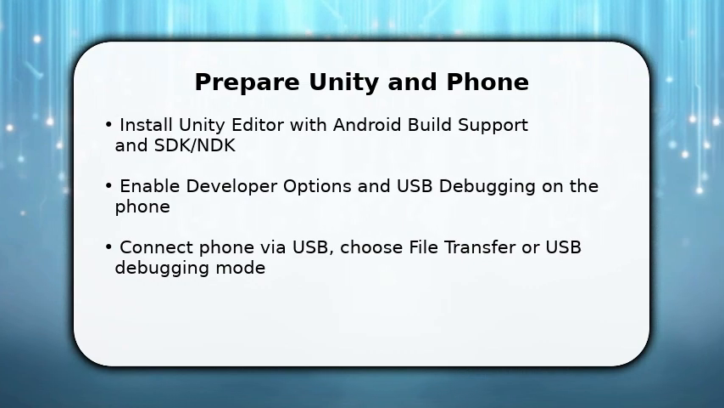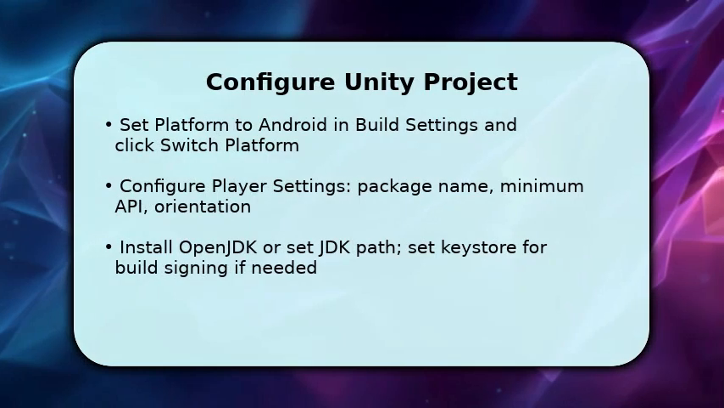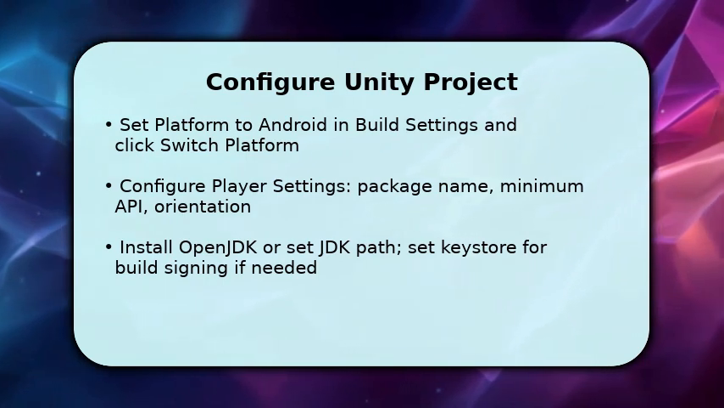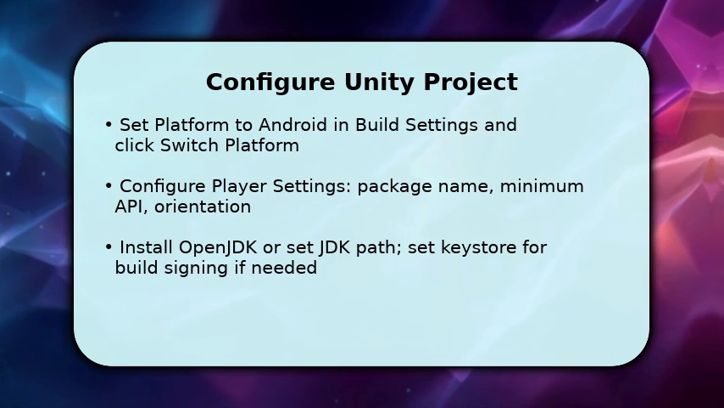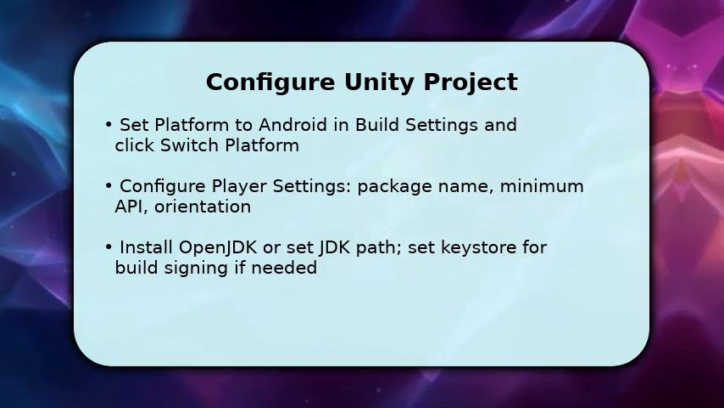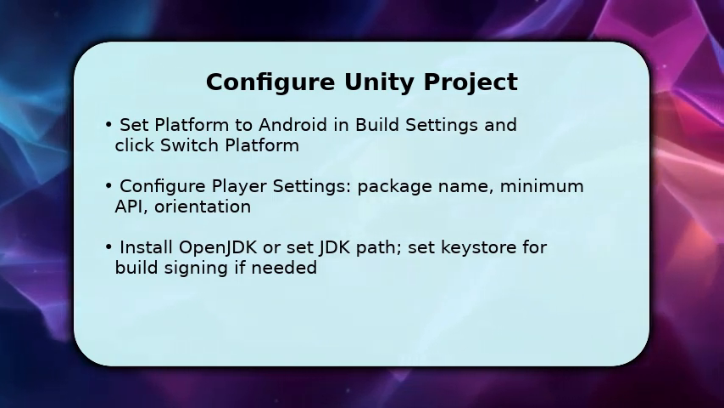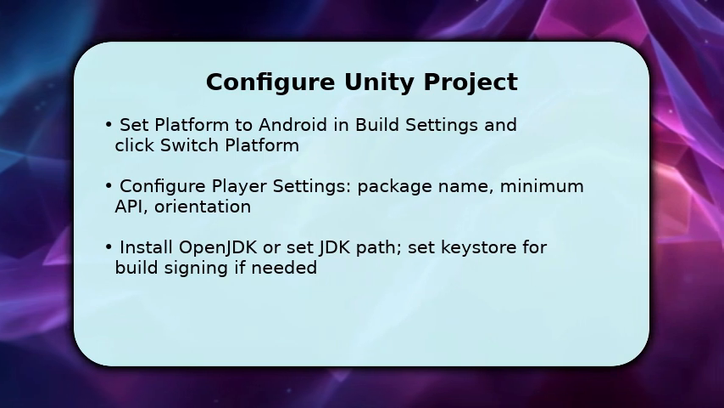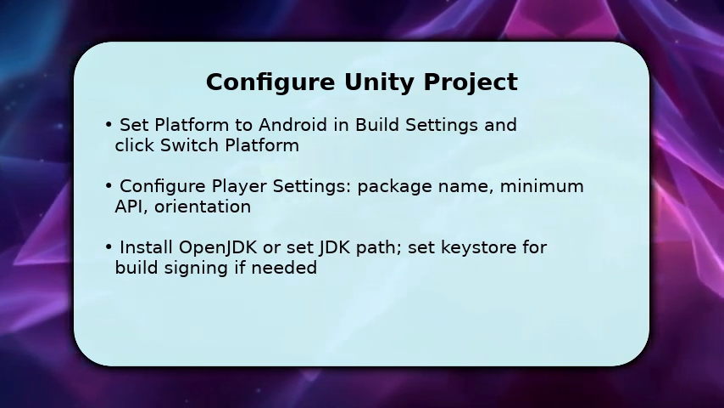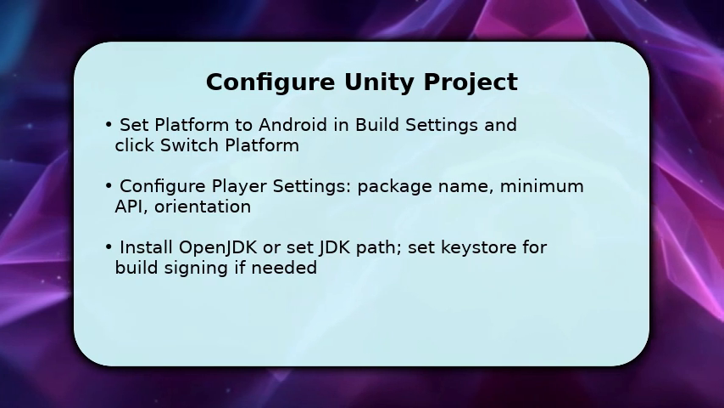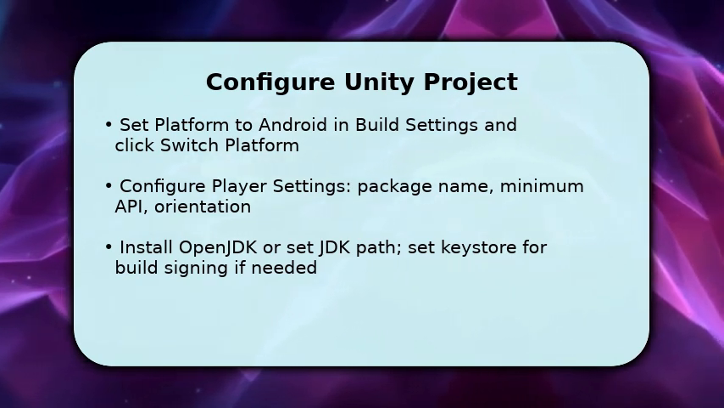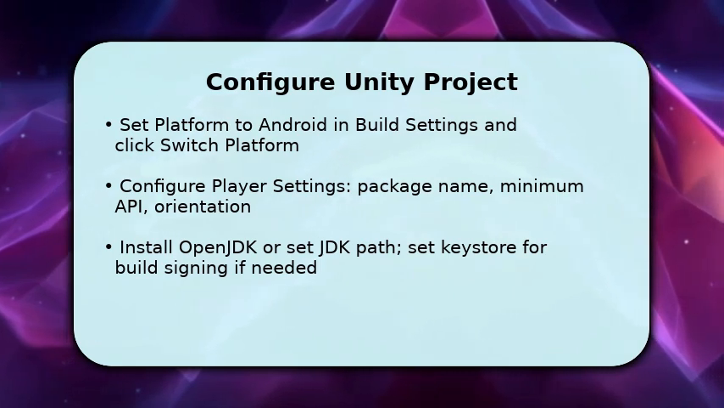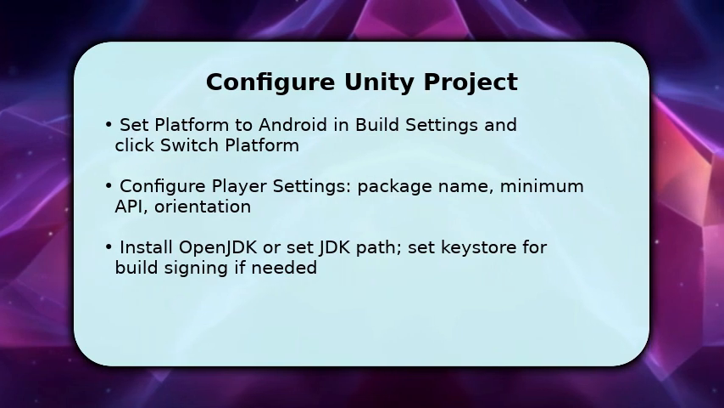Now configure the Unity project so it builds for your device. In build settings, switch the platform to Android and add your main scene. This tells Unity to target ARM or x86 properly. Next, open player settings and set the package name, minimum API level matching the phone, and preferred orientation so the app behaves correctly. Make sure Unity points to a valid JDK or use the bundled OpenJDK, and set a keystore for signing if you plan to install non-development builds.